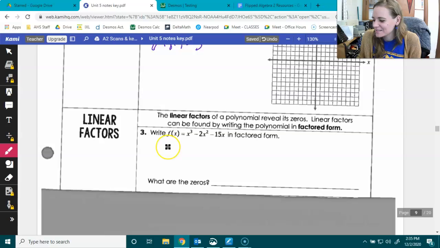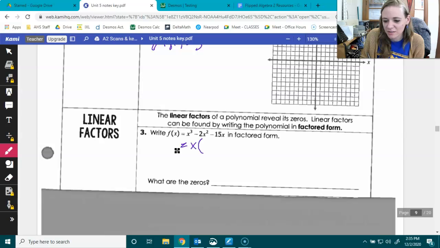Alright, linear factors are a way to have polynomials reveal their zeros. Linear factors can be found by writing the polynomial in factored form. So if you wanted to, you could write it out in factored form, but actually we're not going to do that. But like I said, you could take out the GCF, and so this would be x and so on. That's the same thing as getting your zeros.